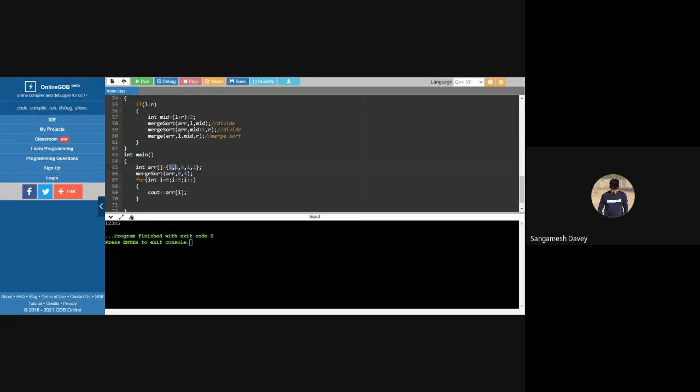So again, the array is 5, 4, 3, 2, 1. I'm passing the left index, I'm passing the right index, and I'm passing the array.